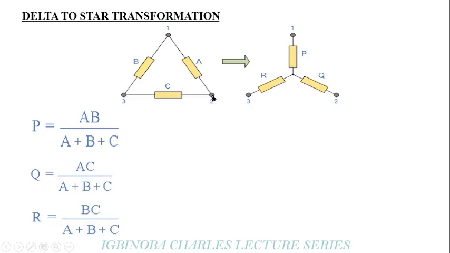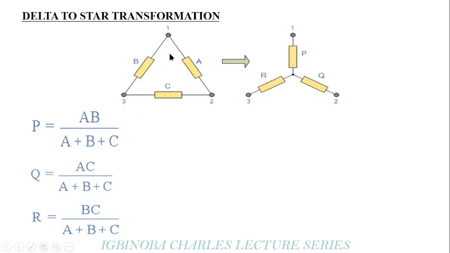So to get your P, it is equal to AB, so you multiply this like this, all over A plus B plus C. So take note, your P is here. So just say AB all over A plus B plus C. Then again, to get your R, know that R is here. You have your BC all over A plus B plus C. Then to get your Q, you know that your Q is here, is AC all over A plus B plus C. Very easy. You don't need to struggle with the formula.